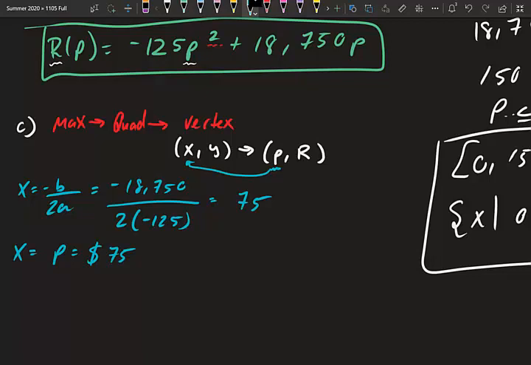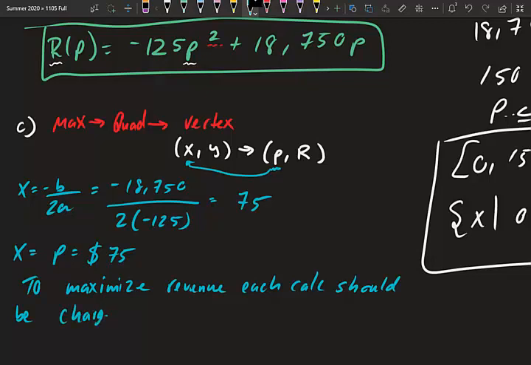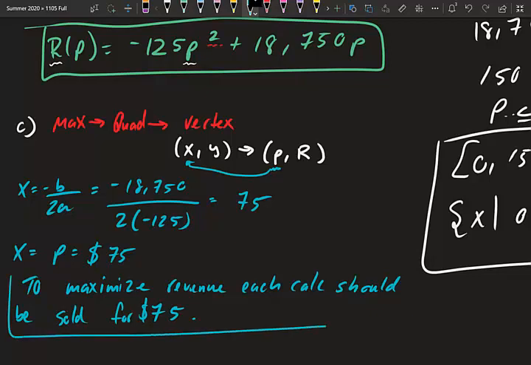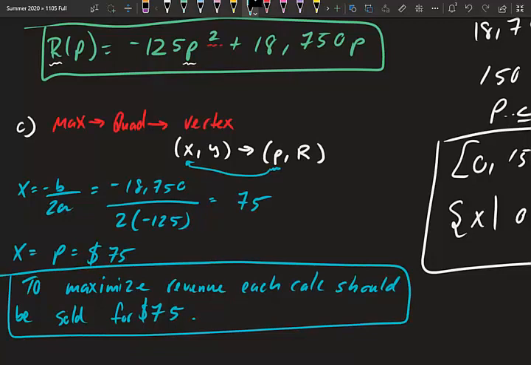Now, what did we just find? If you want to maximize revenue, each calculator should be sold for $75. So if they want to get the most money they can, they're going to sell this calculator for $75. And then everyone's going to buy it.